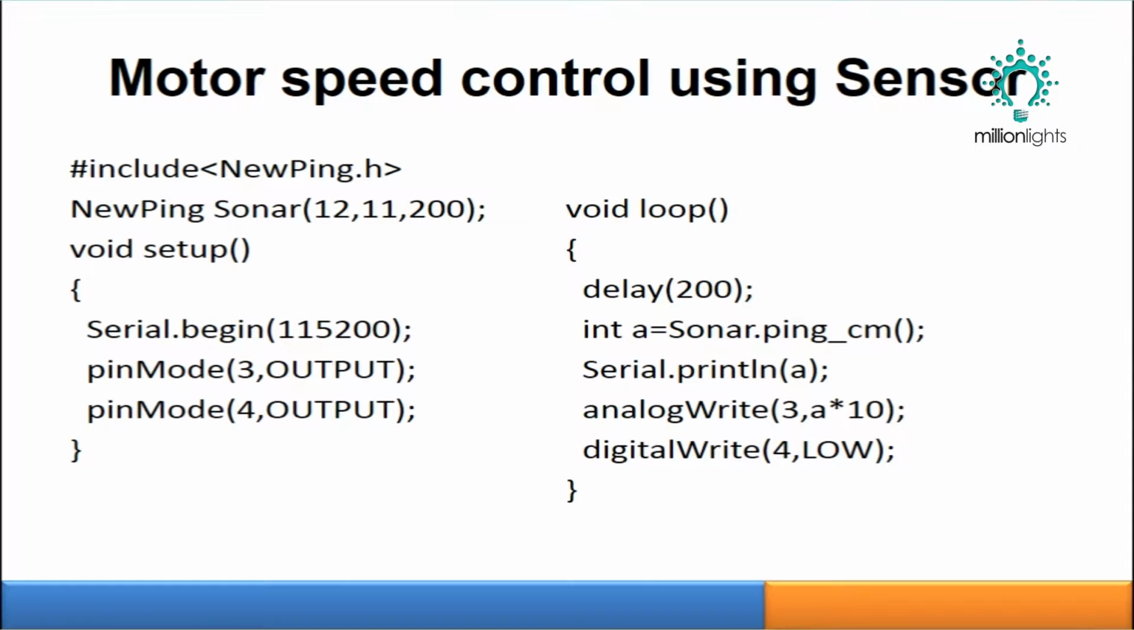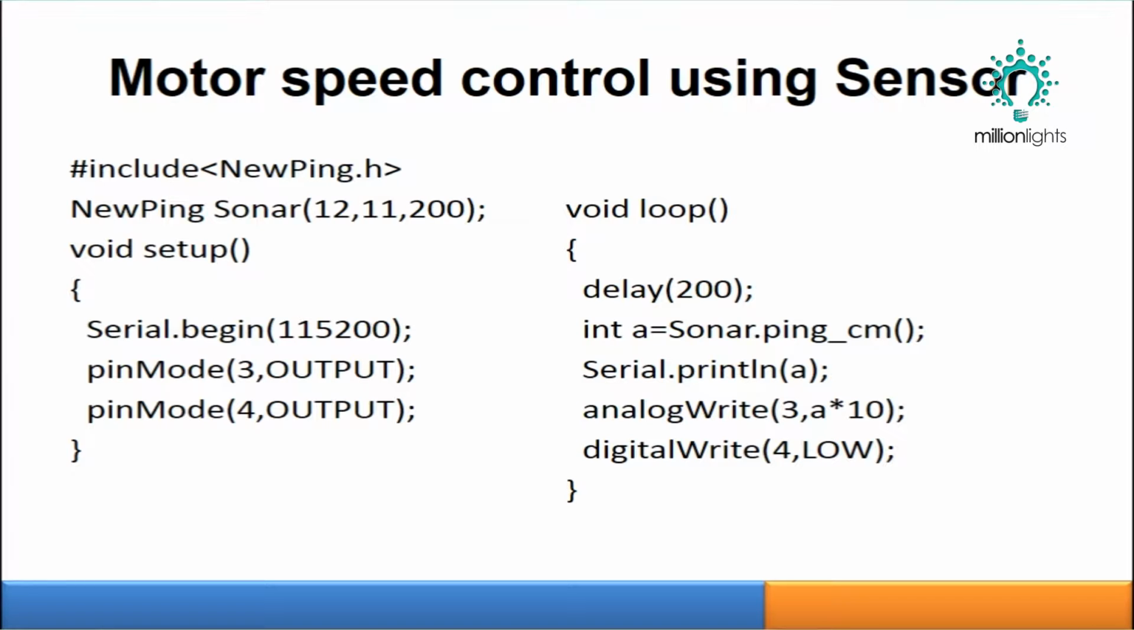Now the speed can be varied using PWM, and for that we are connecting pin number 3 to the motor, and we are using the analogWrite instruction. Now analogWrite(3, a*10), I have written that because the distance is multiplied by a factor of 10, and based on that it is sent for the PWM to generate the duty cycle.